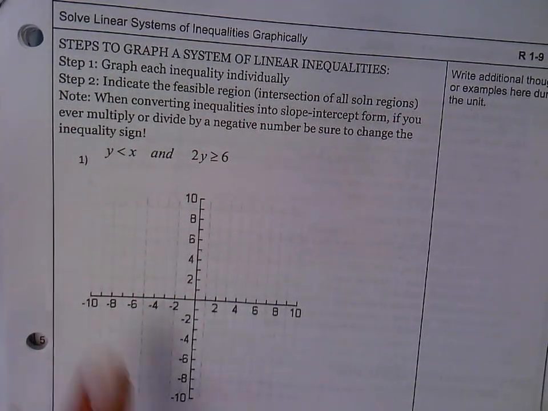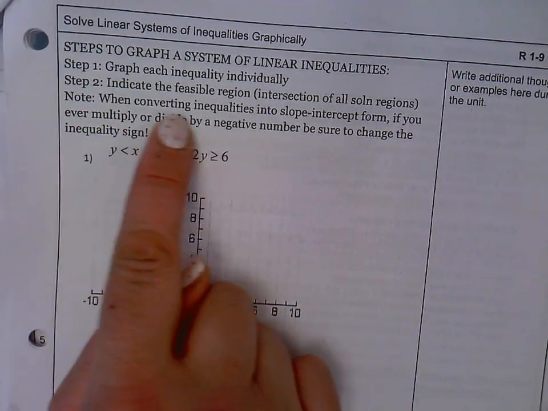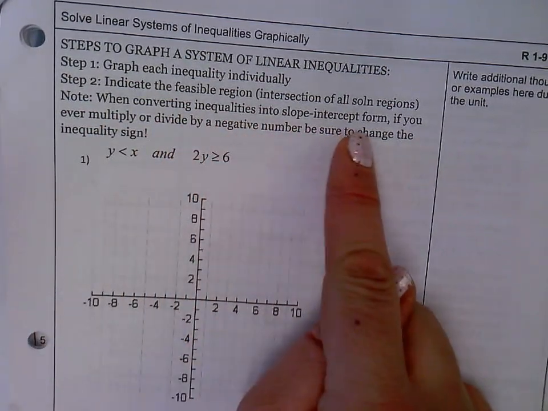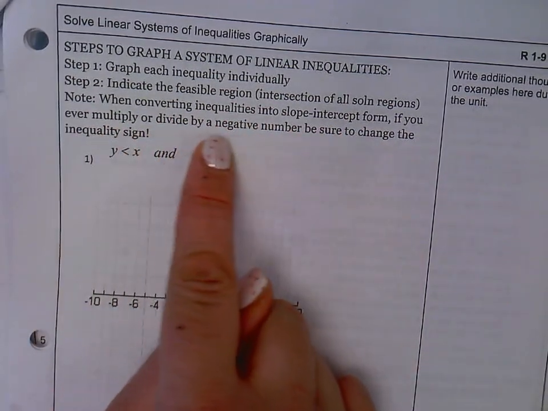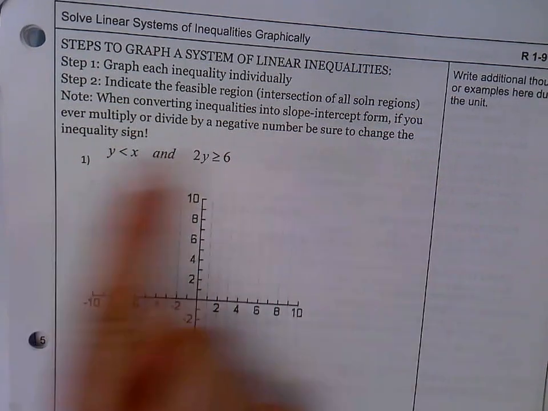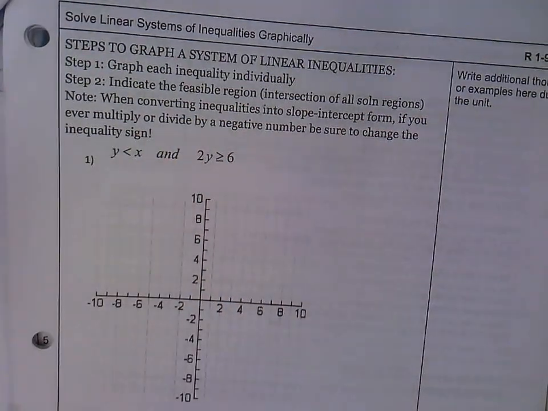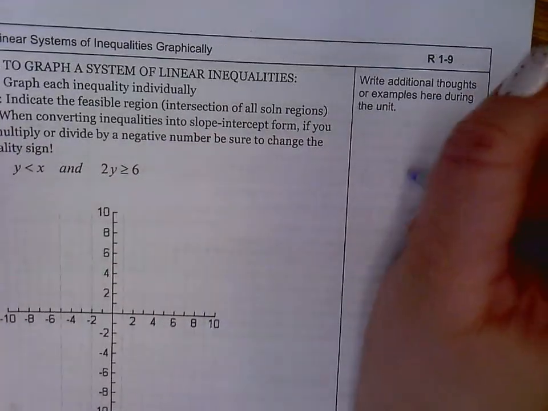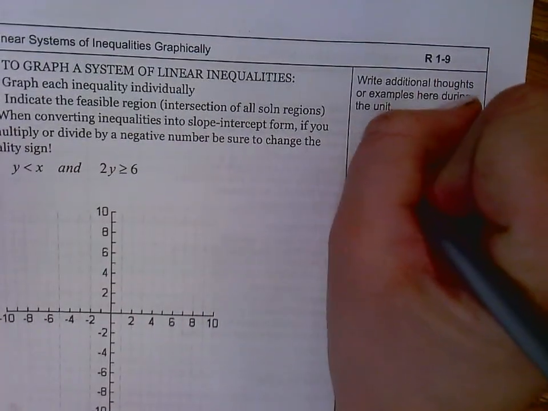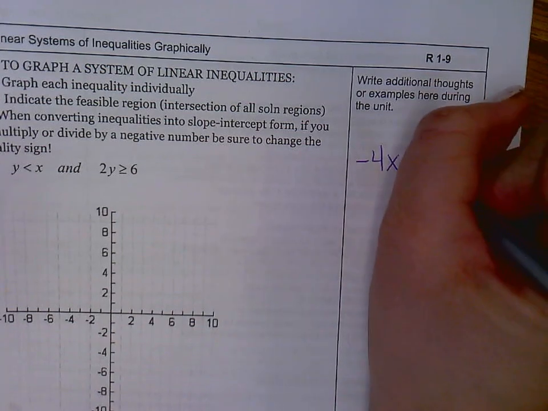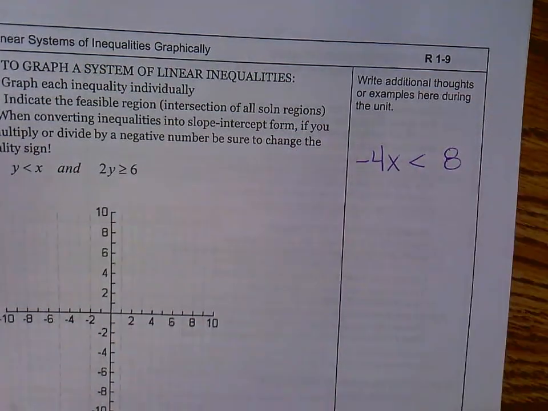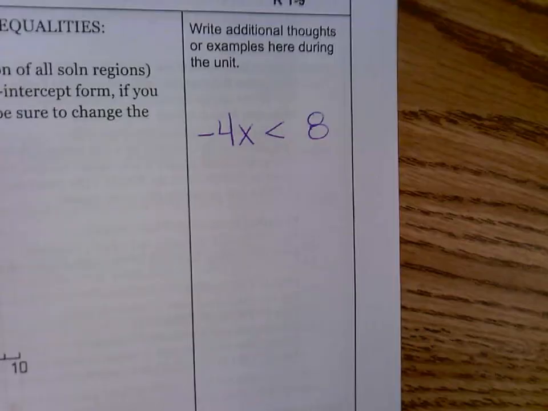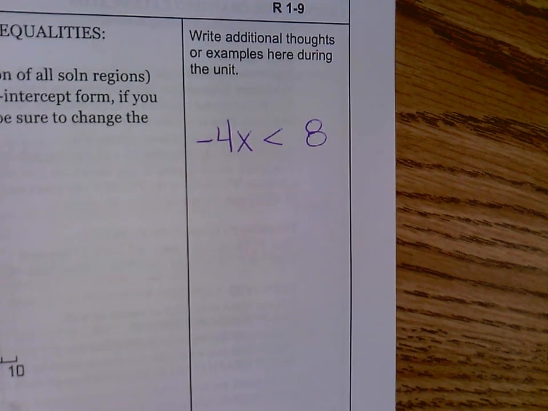I wrote this note here. When converting inequalities into slope-intercept form, if you multiply or divide by a negative number, be sure to change the inequality sign. Have you guys ever done that before? Like if you write over here in the notes, if you had negative 4x is less than 8, do you know how to solve this inequality? It's just like solving an equation. What would you do to both sides to solve for x?